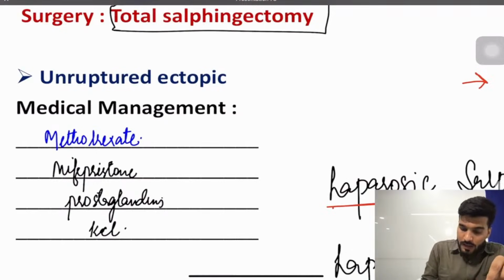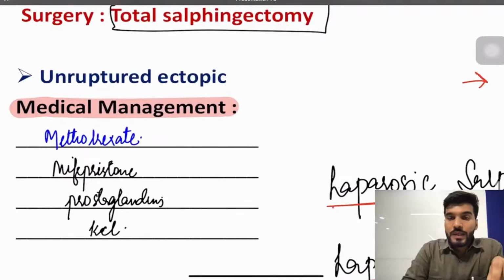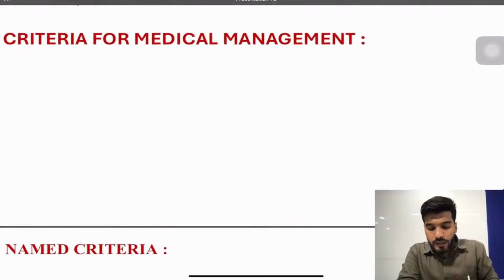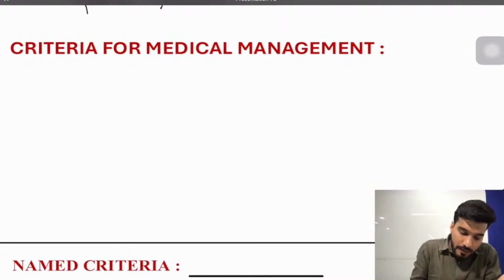Now, what are the criteria we will follow in choosing medical management or surgical management? If a patient is coming to you with an unruptured ectopic pregnancy, either I will go with medical management.